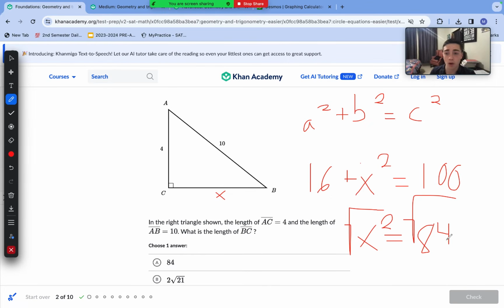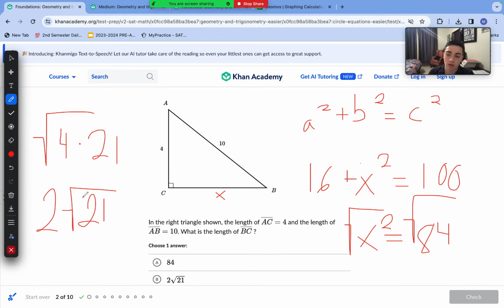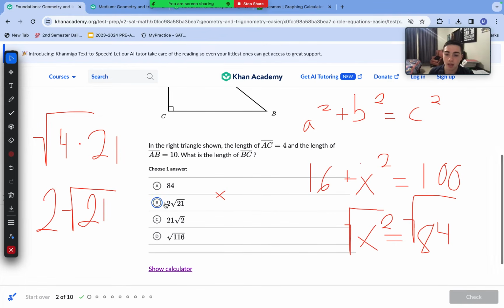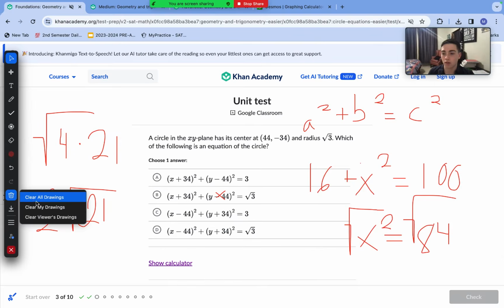This is not a perfect square, so we're going to simplify this radical. We can write 84 as the product of 4 times 21, then take the square root of 4 out of there, so we are just left with 2 times the square root of 21, which matches answer choice B. On to our next question.